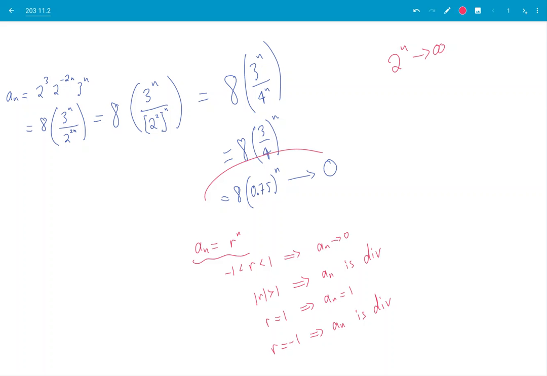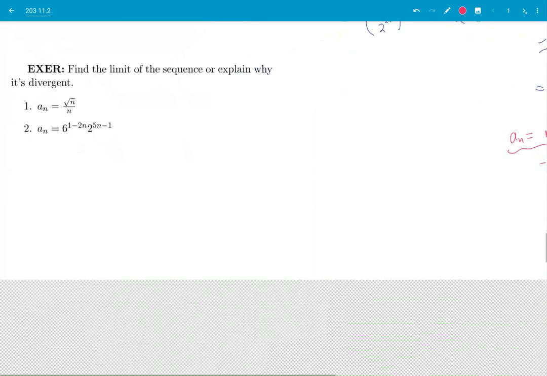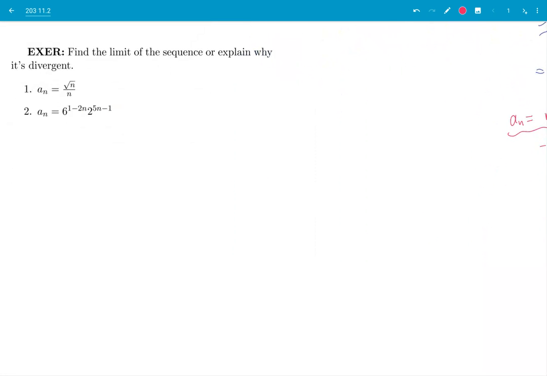Okay, so here I'm saying that the limit of the sequence is 0. Okay, exercise. Pause, copy, try.